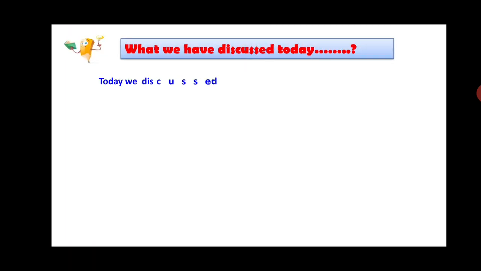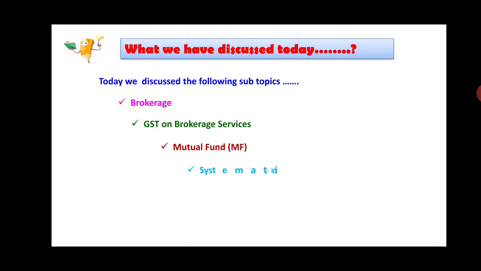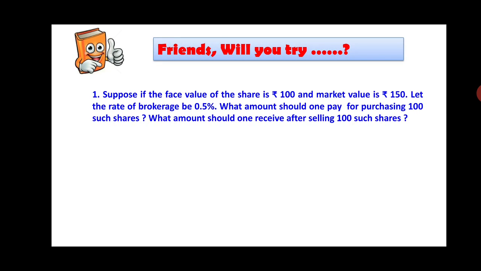So what we have discussed today is first brokerage, then GST on the brokerage services, mutual funds, then systematic investment plan, and the problems based on the above content. So if you understood all very well, then try these following problems. First one, suppose the face value of the share is rupees 100 and market value is rupees 150, and let the rate of brokerage be 0.5%. What amount should one pay for purchasing 100 such shares? What amount should one receive after selling 100 such shares?